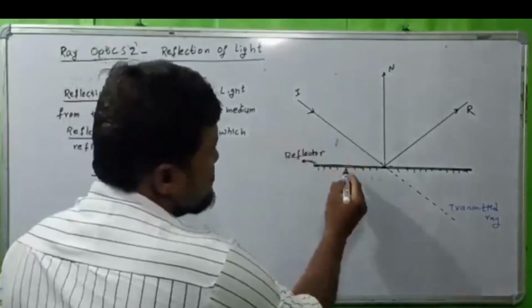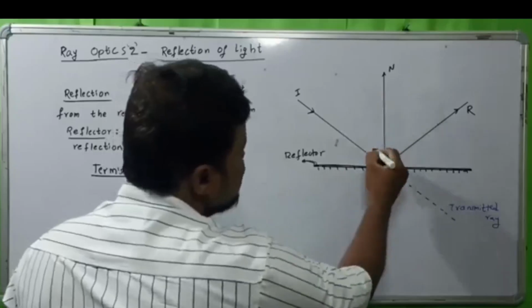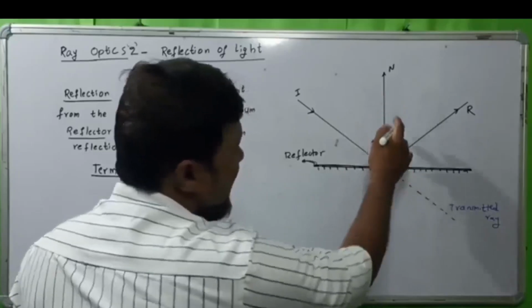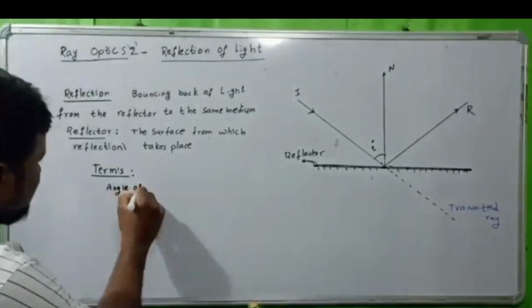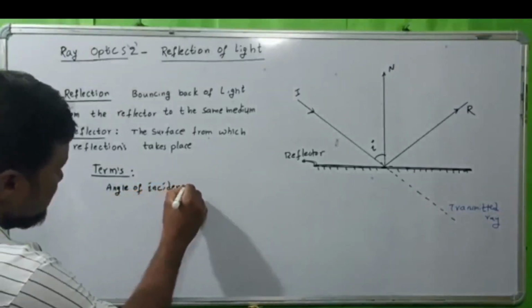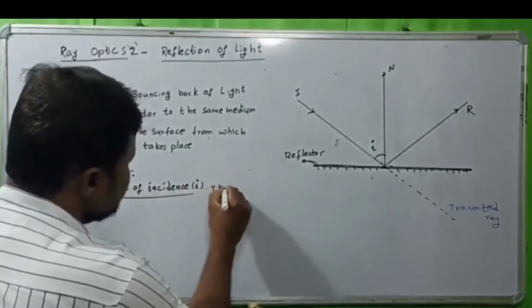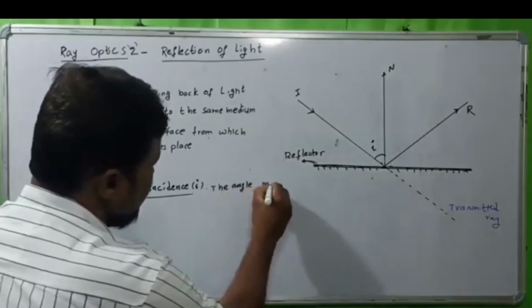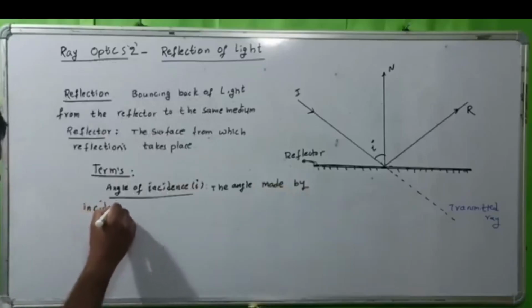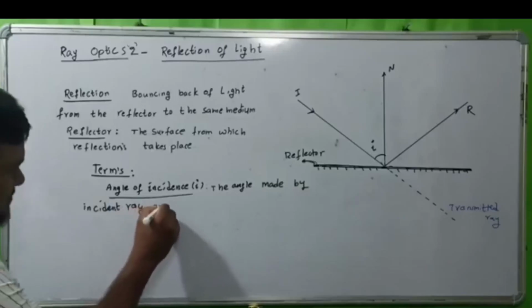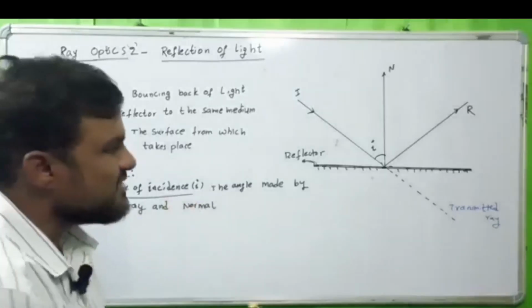If any light ray strikes the plane surface, the incident ray, if you observe, the angle made by the incident ray to the normal is known as the angle of incidence. The first term, angle of incidence, denoted by I. The angle made by the incident ray and normal is known as the angle of incidence.